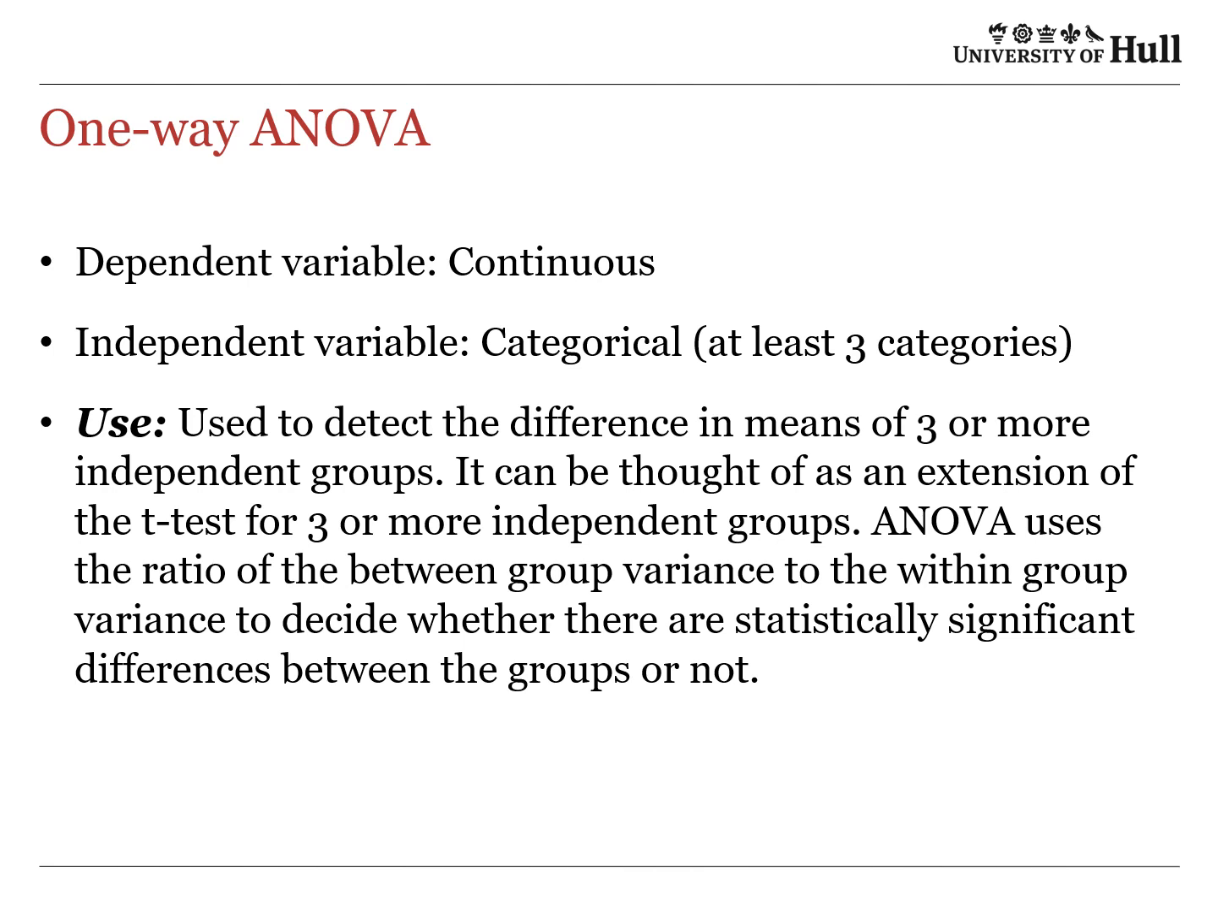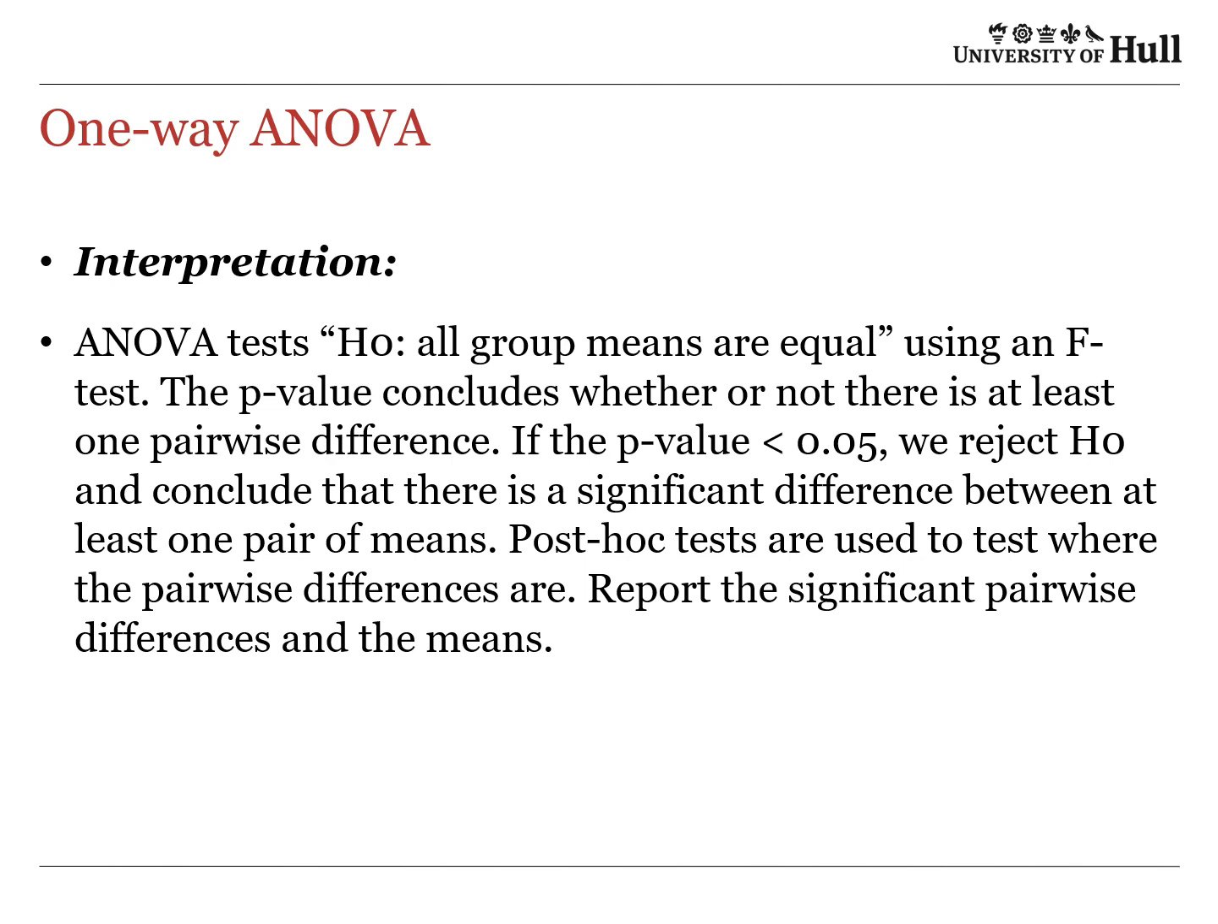ANOVA uses the ratio of the between-group variance to the within-group variance to decide whether there are statistically significant differences between the groups or not. And the interpretation: here we've got H0, in other words, the null hypothesis that all group means are equal, and it uses an F test as opposed to a t-test. The p-value concludes whether or not there is at least one pairwise difference. In other words, at least one pair is significantly different. And if the p-value is less than 0.05, we reject the null hypothesis. In other words, we accept there is a significant difference between at least one pair of means.